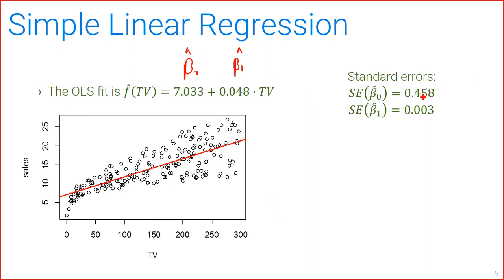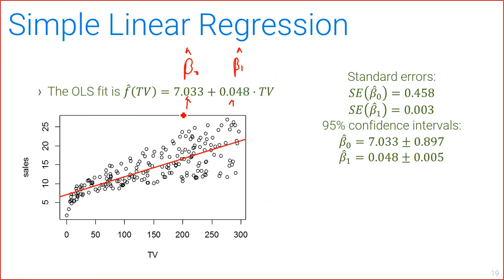So we have the standard error of beta 0 is about 0.45, the standard error of beta 1 is about 0.003. So this already gives us an idea of how much variation we should expect in these numbers here. And as you can see, of course, the standard error for beta 0 is larger because the coefficient is larger to begin with.